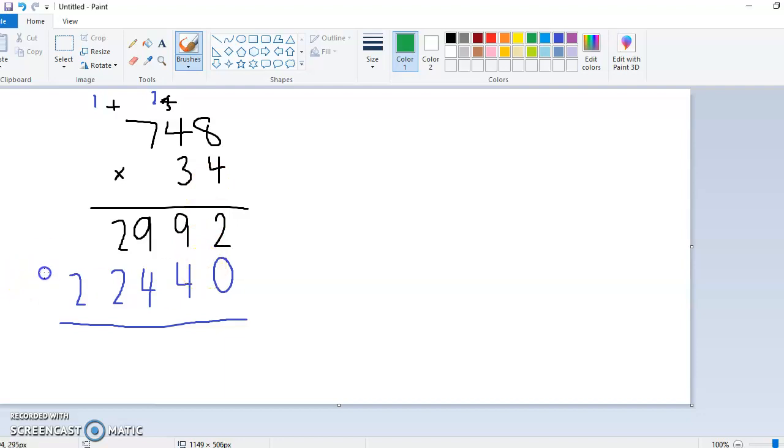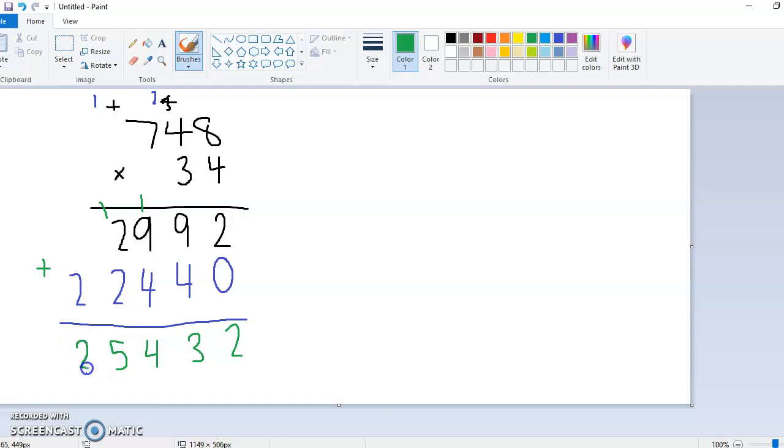So for this next step, let's go ahead and add. 2 plus 0 is 2. 9 plus 4 is 13. Put our 1 up here. 13 again, but we're adding a 1, so this is actually 14 this time. Put my 1. 2 plus 2 is 4, plus 1 is 5. So that'll work. There we go.